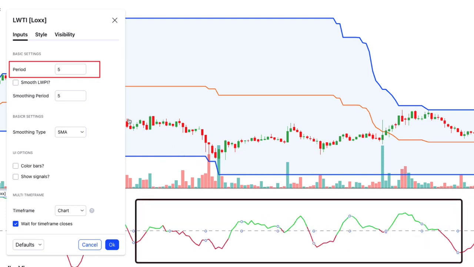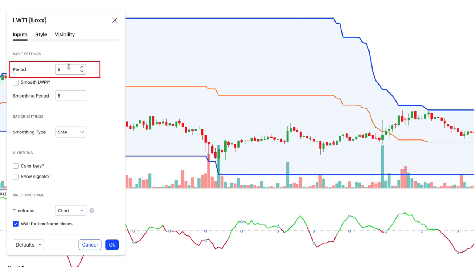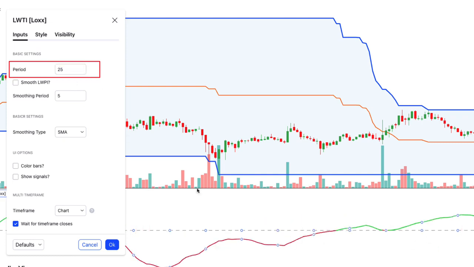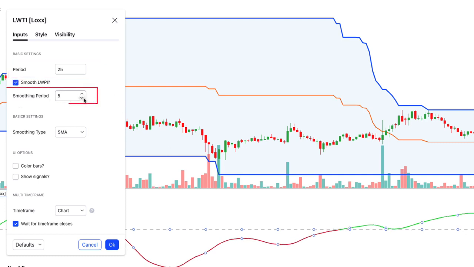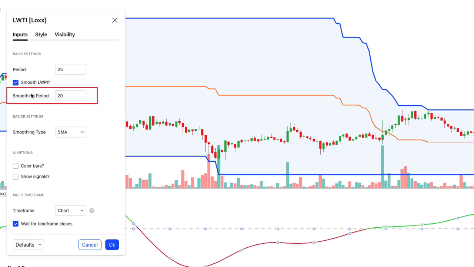Since we want to use a value that shows us the mid-term trend and filters out counter-trend signals, let's change the value to 25. The next setting that can be changed is for the smoothing of the indicator. If we enable this setting and increase the smoothing period, you can see a clear difference. The LWTI line has become smoother. However, this has caused the signals it provides to be delayed. Because of this, we will keep this setting disabled.